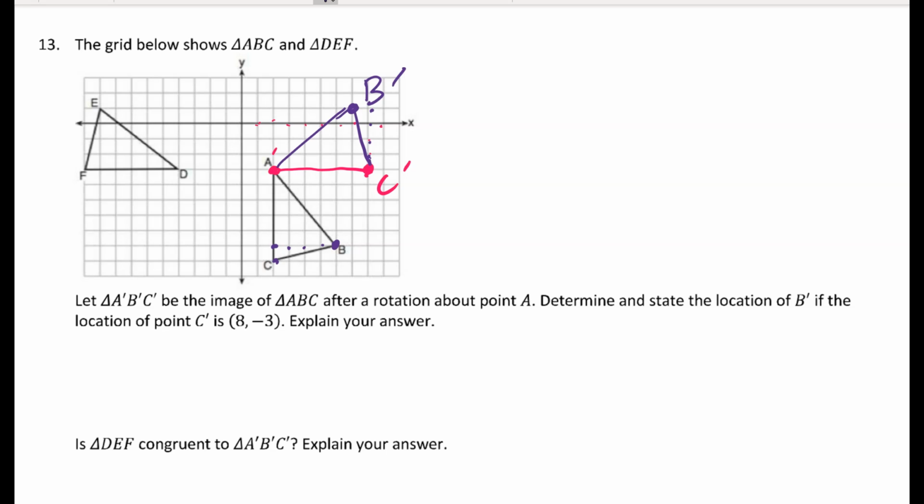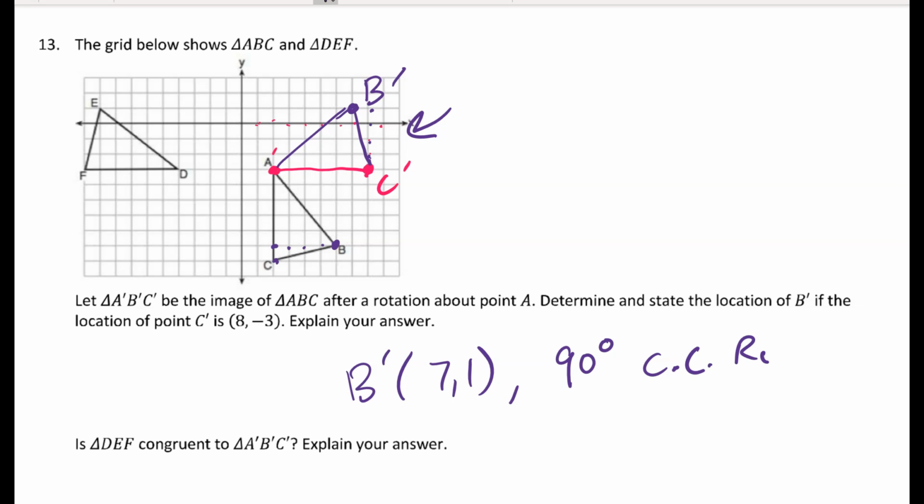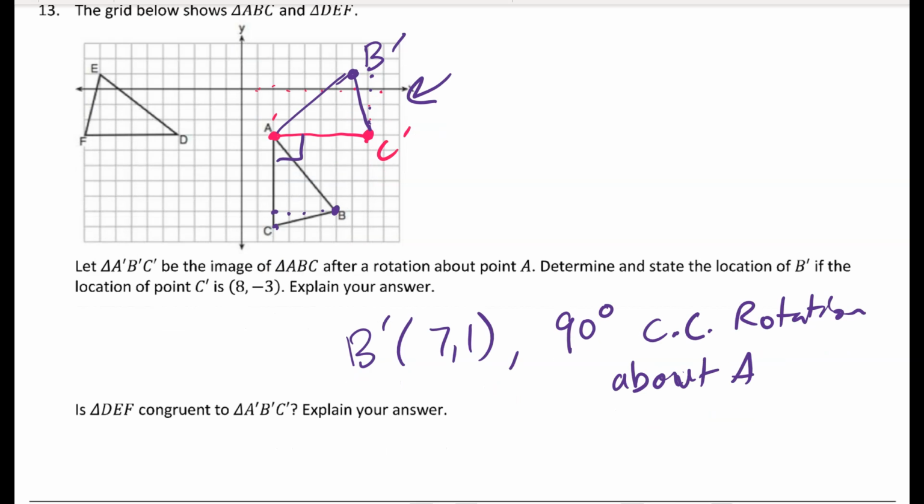And when you connect those, you should notice that those triangles are in fact congruent. That's why you should use a straight edge and not freehand it like I did right there. So the coordinates of B prime are, let's see, what is it? It's going to be (7, 1). Reason being, it's a 90 degrees counterclockwise rotation about A. And you could tell that because there's that 90-degree angle between A prime C prime and AC.